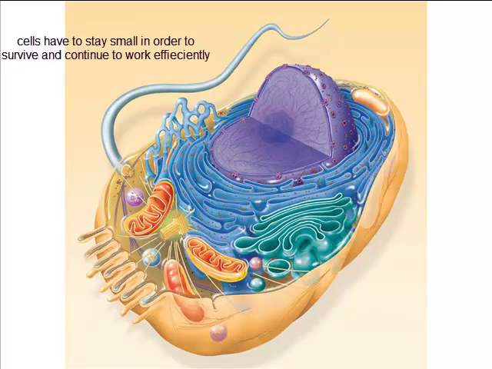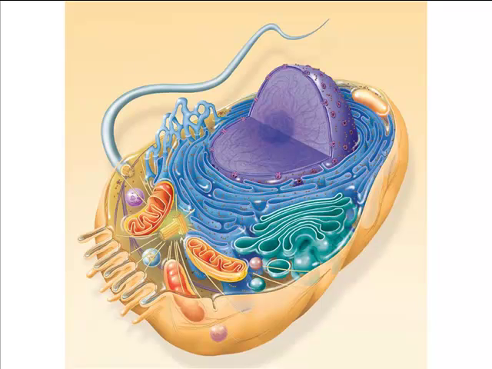So by adding all these internal structures with membranes of their own, and by folding these membranes back and forth, they create a large amount of internal surface area while being able to maintain a small volume. This way the cell can survive while accomplishing a large amount of work.